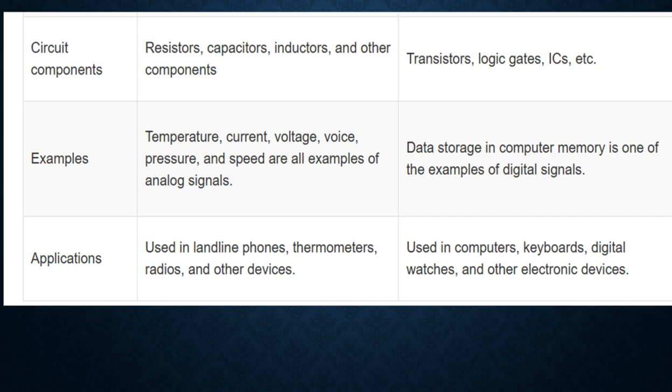Examples of analog signals: temperature, current, voltage, voice, pressure, and speed, whereas a digital signal example is data storage in computer memory. Applications: analog signals are used in landline phones, thermometers, radios, and other devices, whereas digital signals are used in computers, keyboards, digital watches, and other electronic devices.